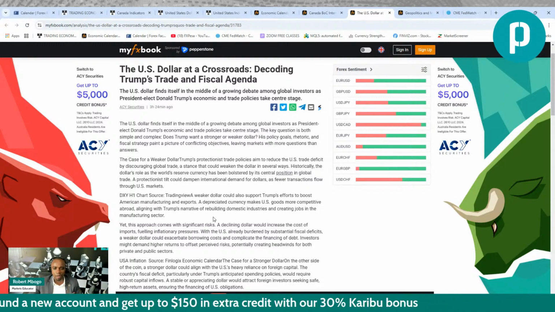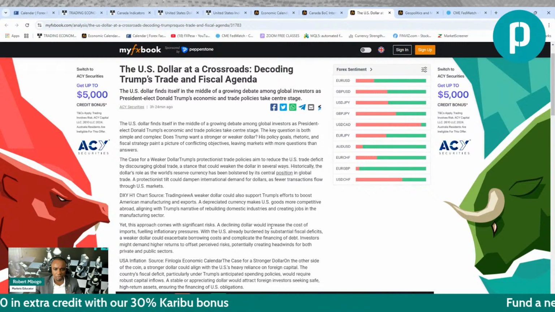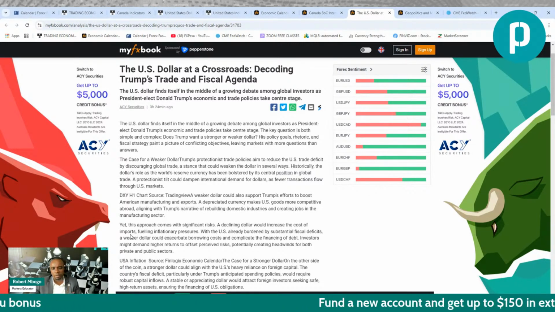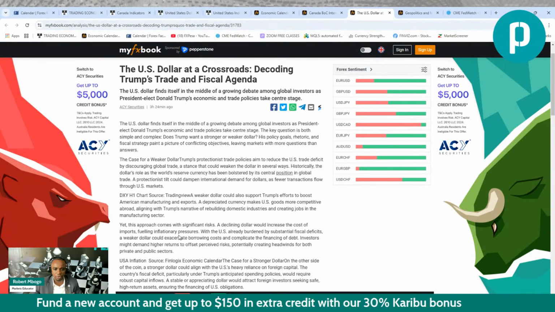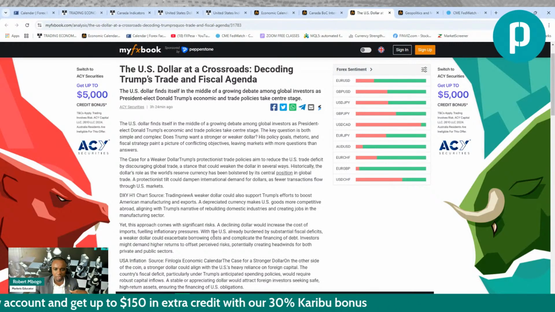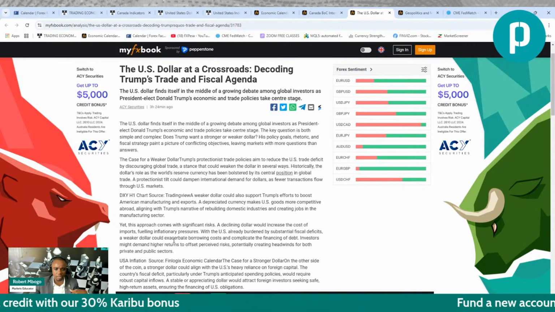Yet this approach comes with significant risk. A declining dollar would increase the cost of imports. So, of course, when the dollar is quite weak, the import bill will be high, fueling inflationary pressures. With the US already burdened by substantial fiscal deficits, a weaker dollar could exacerbate borrowing costs and complicate the financing of debt.